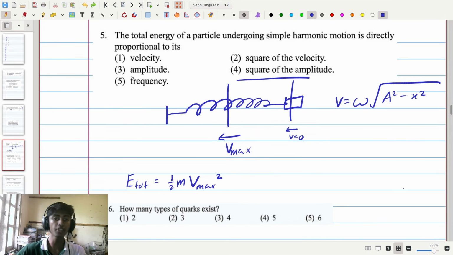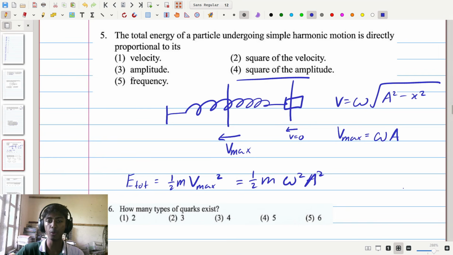Now, this also means that at the center point, which is the point at which we have maximum velocity, our x value is going to be equal to 0. And therefore, we get Vmax being equal to omega times the square root of a squared minus 0, which is a squared, which is going to be equal to the square root of a squared, which is going to be a. And therefore, we get Vmax equals omega times a. Now, if we substitute this into this expression right here, we can see we have 1/2 m omega squared a squared. And from this, we can see the total energy is proportional to amplitude squared.